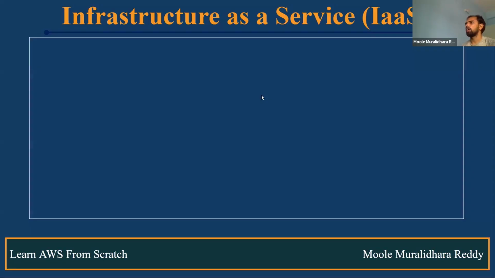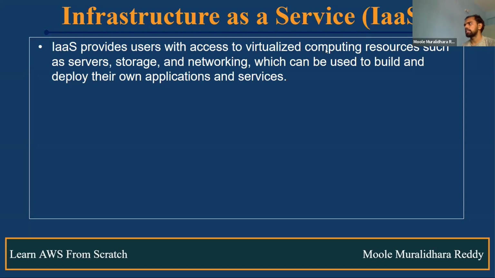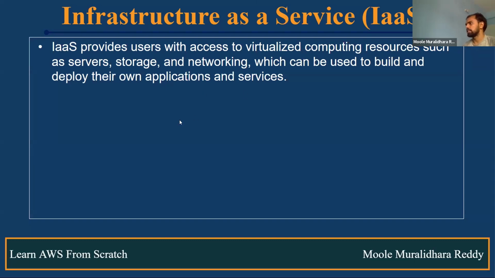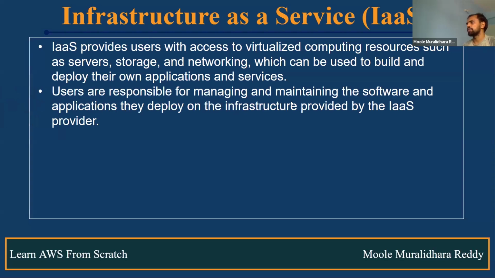Okay, fine. Now coming to infrastructure as a service. This gives users access to virtualized compute resources such as servers, storage, and networking, which can be used to build and deploy their own applications and services. Using infrastructure as a service, the user needs to be responsible for managing and maintaining the software and also the applications they deploy on the infrastructure provided by the infrastructure as a service provider.